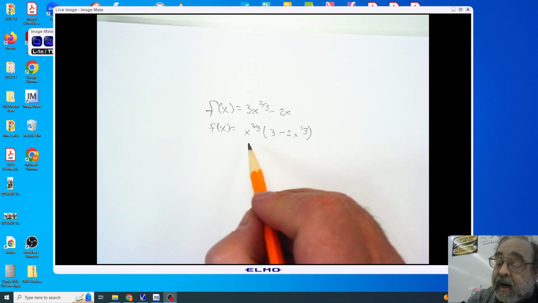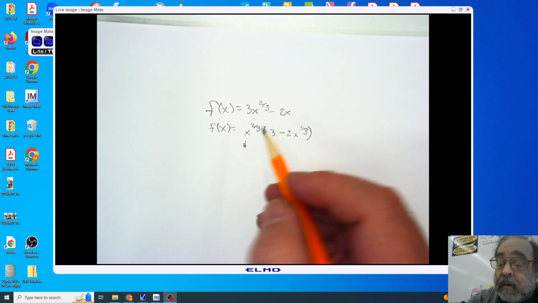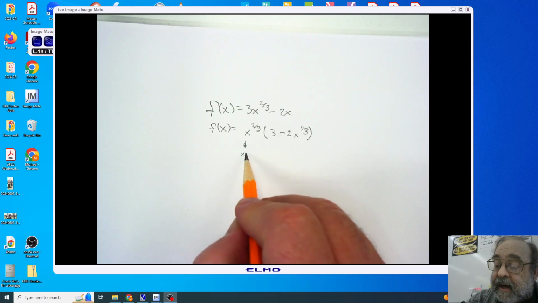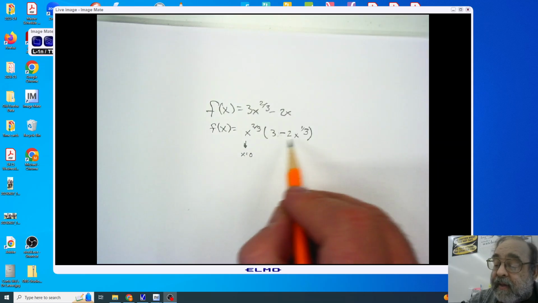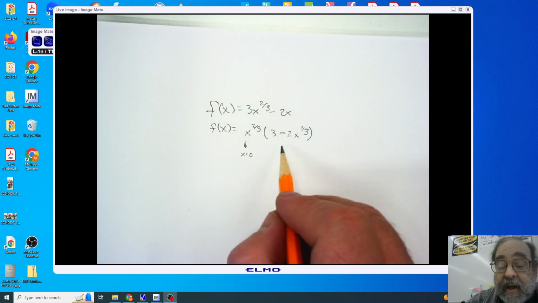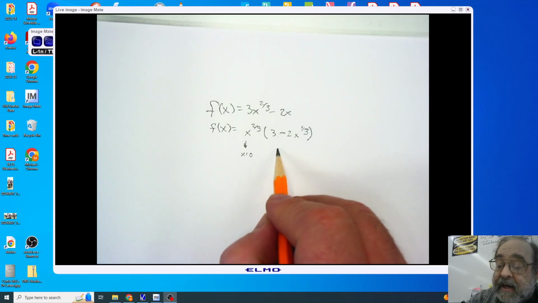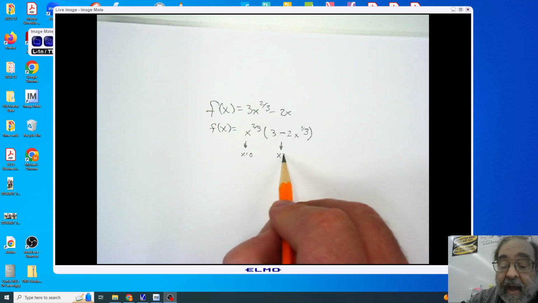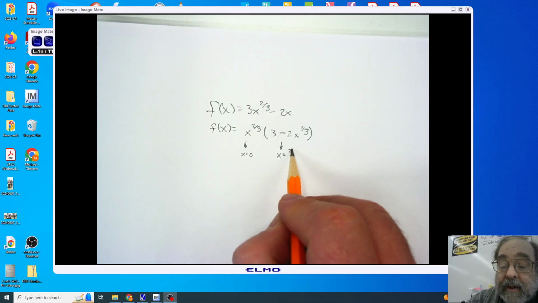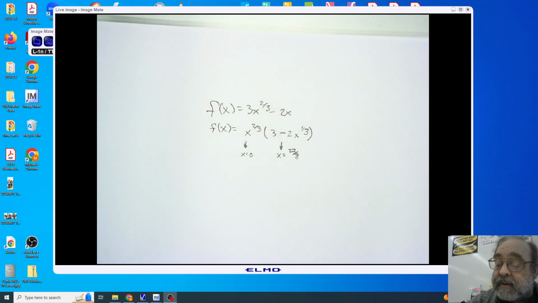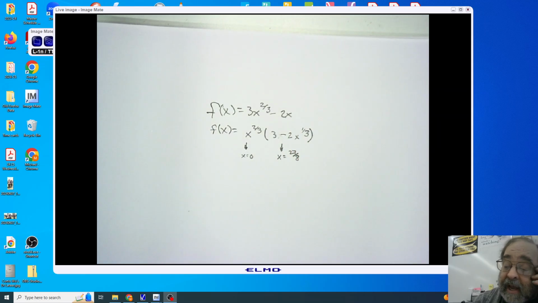Now it's with this that I can see that one of my zeros is x equals 0. If I then solve and cube both sides, I end up with a second x, and that x is equal to 27/8. So I now have 2 zeros for the function. My y-intercept is also 0, so I can put that in as well.